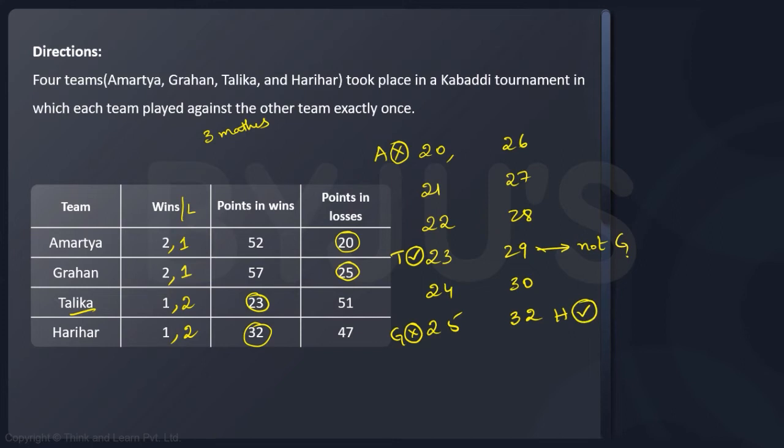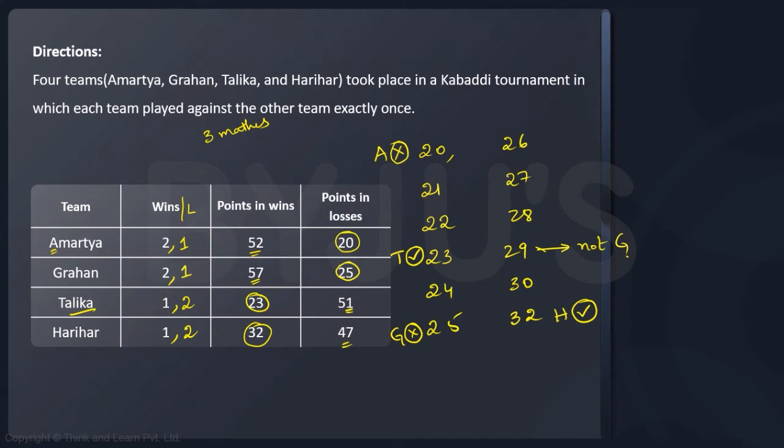Now, for 52, 57, 51 and 47, these are combinations of 2 scores. Our job will be to search for which combinations go into these groups, because Amatya has won 2, and in the 2 matches that Amatya has won, the total is 52, but we don't know which 2 numbers add up to 52. For me, the easiest number to start with is 57 because 57 is very high. So let's start with 57 and look at the possibilities.